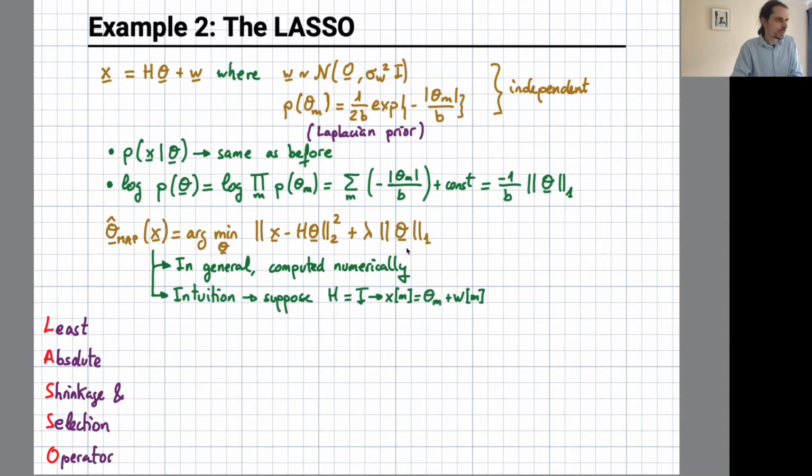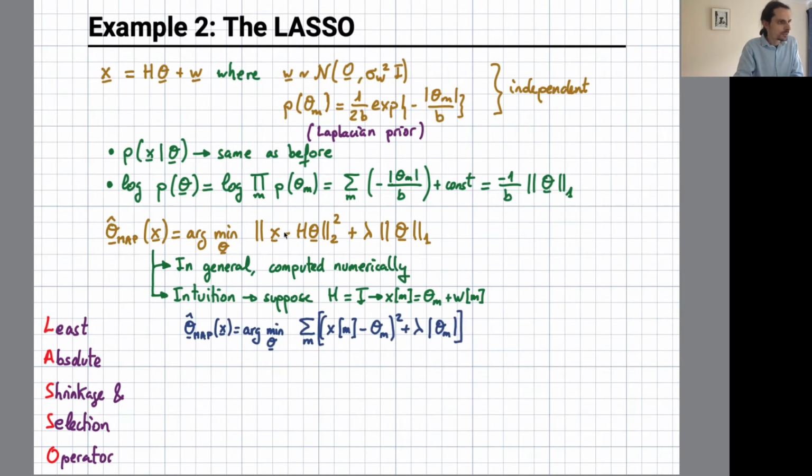Although we cannot find a closed form expression to interpret it, it is possible to look into some special case to gain some intuition. So suppose that H is the identity matrix, right? In that case, we see from here that each entry of X is just a noisy version of the corresponding entry of theta. So we are just observing noisy versions of the parameters.